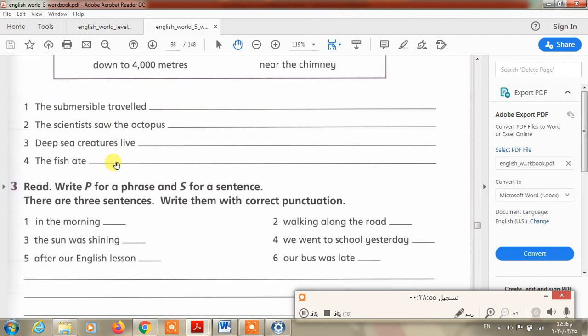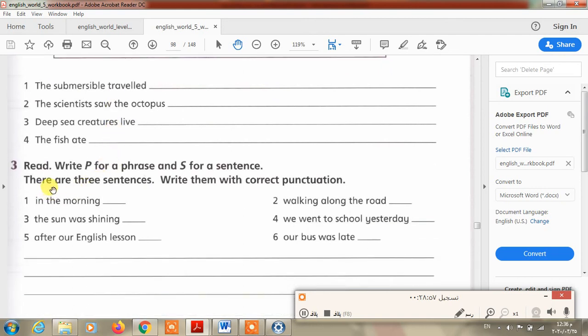Exercise number 3, read and write P for a phrase and S for a sentence. There are 3 sentences. Write them with the correct punctuation. Okay, in the morning. It has no meaning. It hasn't a complete idea. So it is a phrase. We will write P. Number 2, walking along the road.